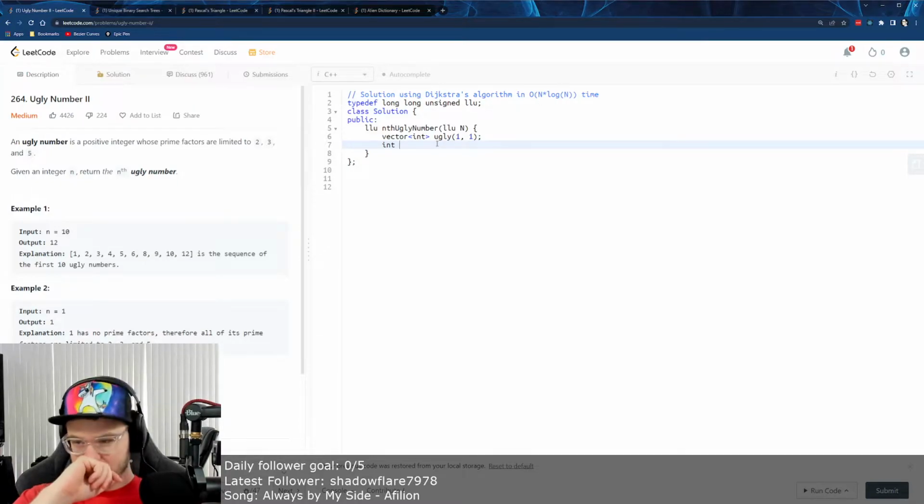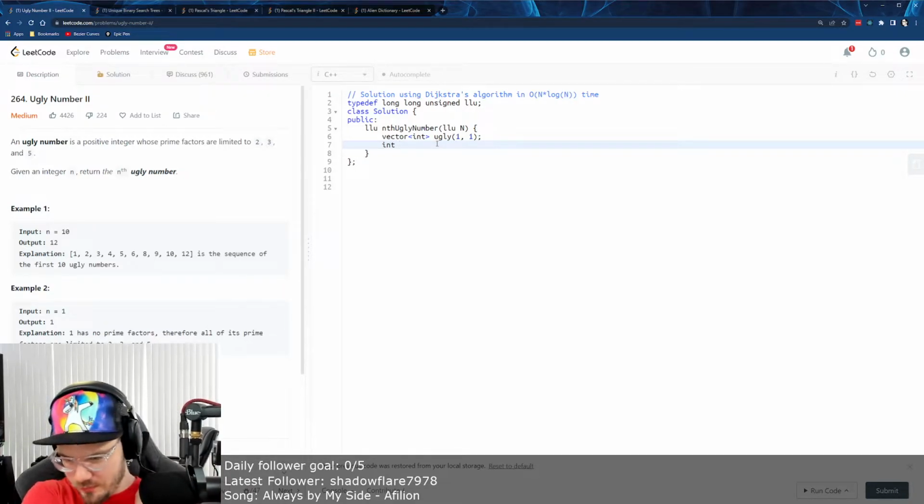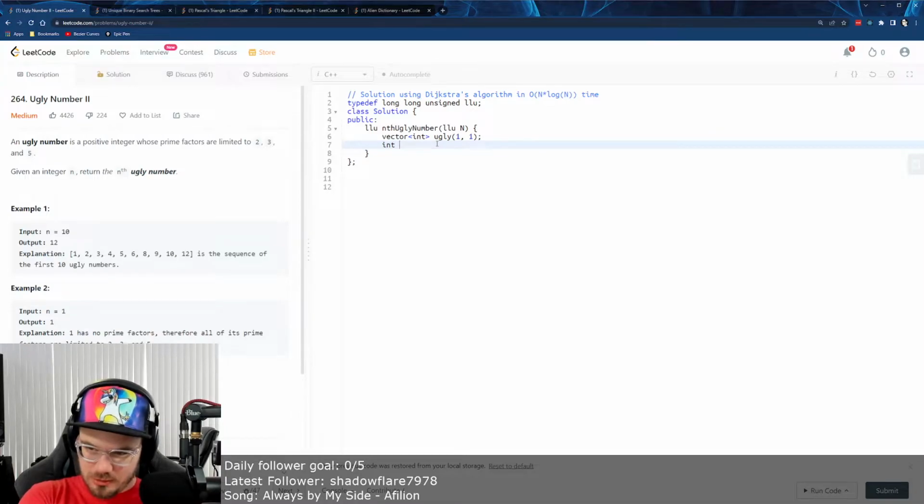Okay, so we have our 3 pointers, which is the pointer for 2, the pointer for 3, and the pointer for 5. And the pointers correspond to the index of the ugly number array that should be multiplied by 5 next, or multiplied by 3 next, or multiplied by 2 next. So you've got i2 equals 0, i3 equals 0, and i5 equals 0.